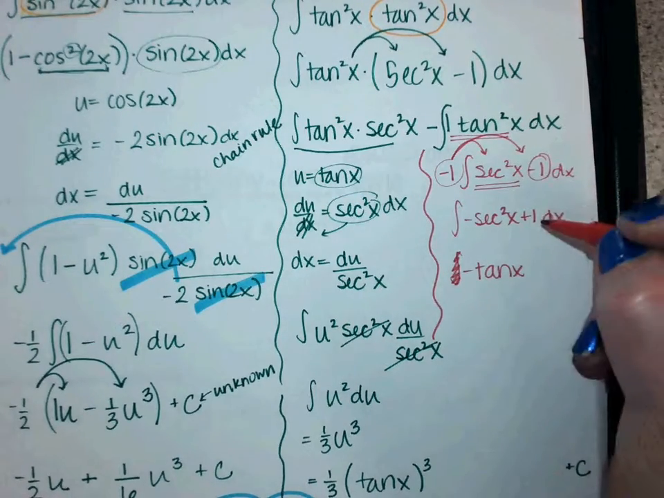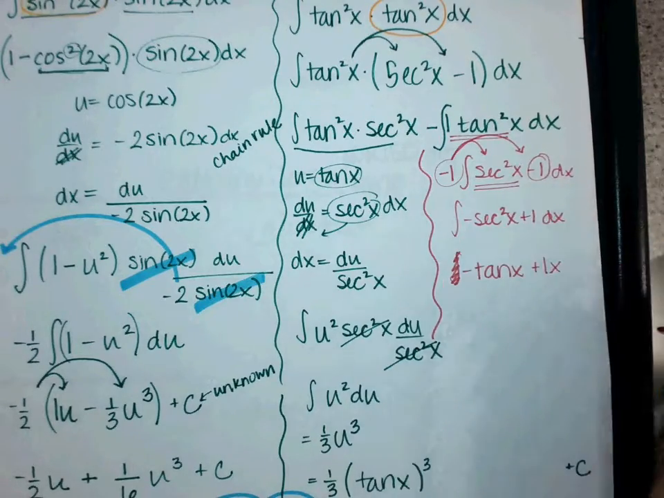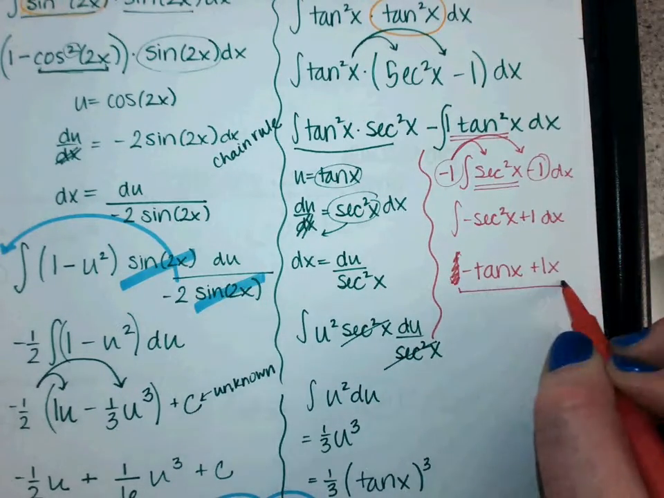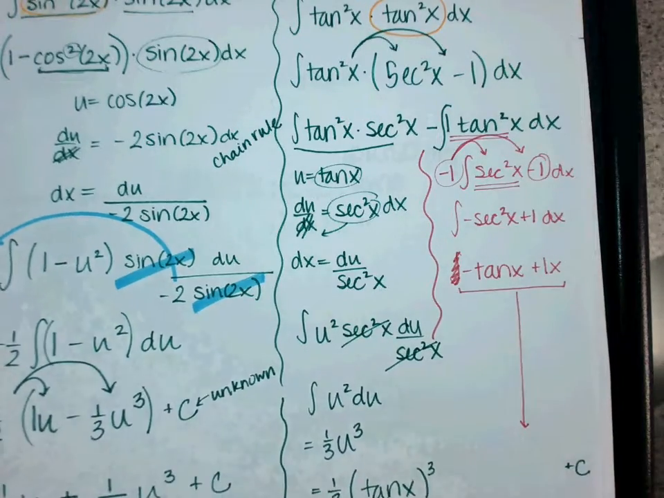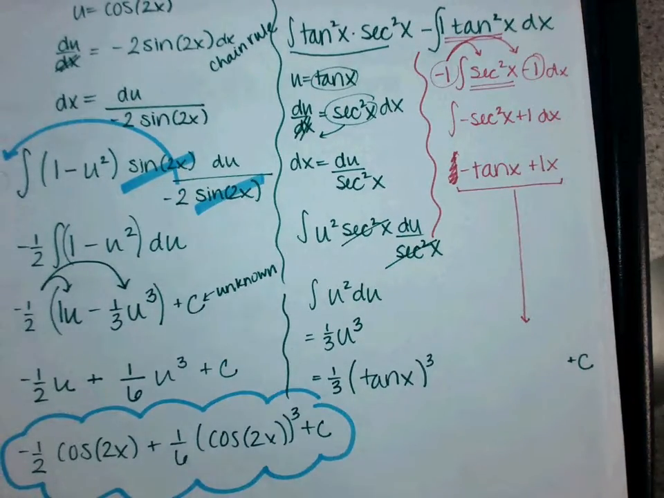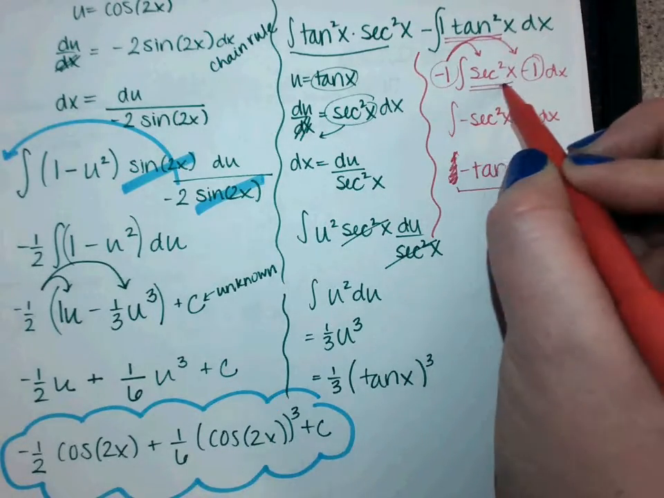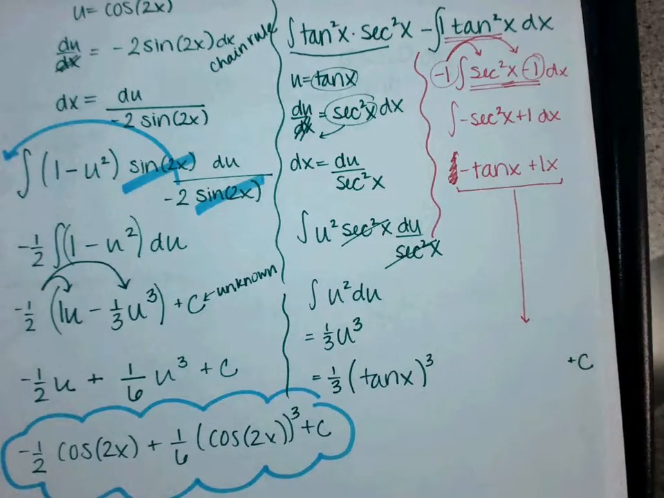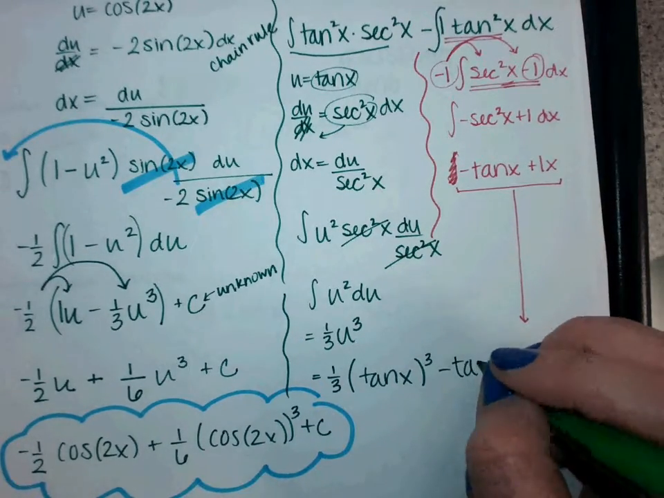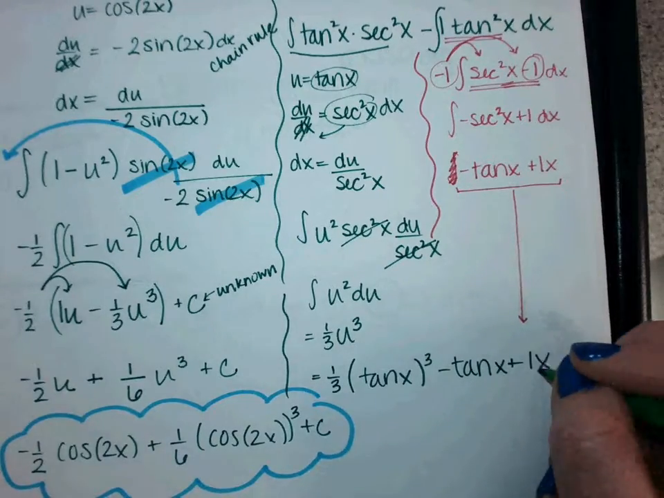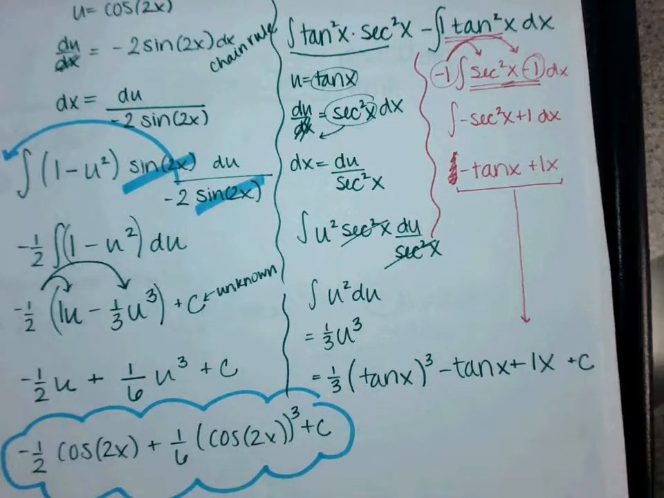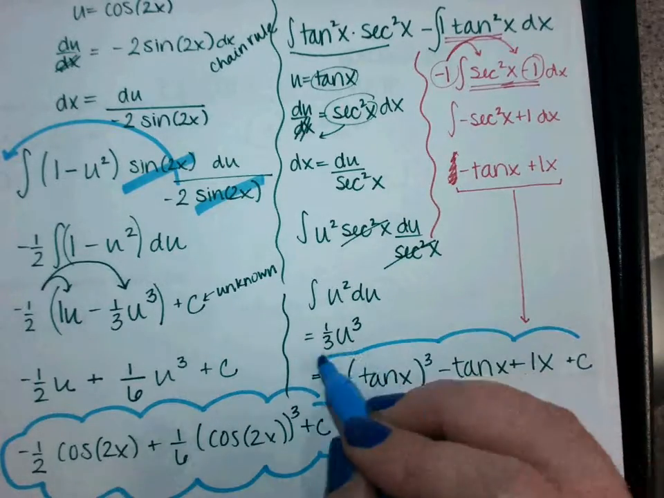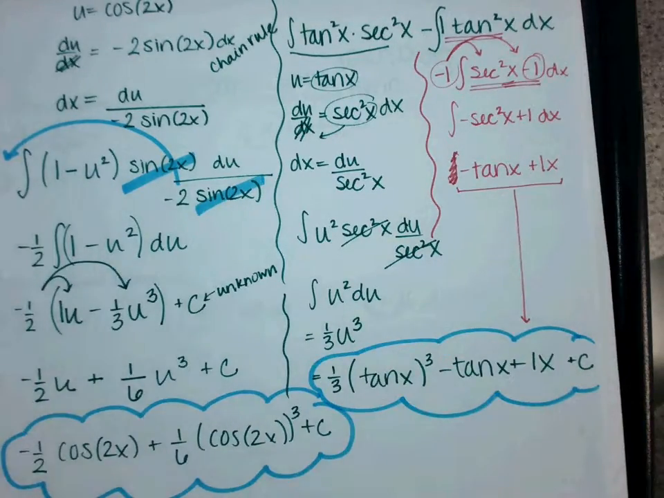Okay, then from there, the antiderivative of plus 1 is plus 1x. And then I'm basically going to take that chunk and insert it down here into my final answer. Okay, so I didn't need u sub on that second part. I just switched it out using the identity, and then I used the integral of secant squared to be tan x. So it'd be 1/3 tan x cubed minus tan x plus 1x plus c. And that would be your answer. Okay? Good job.